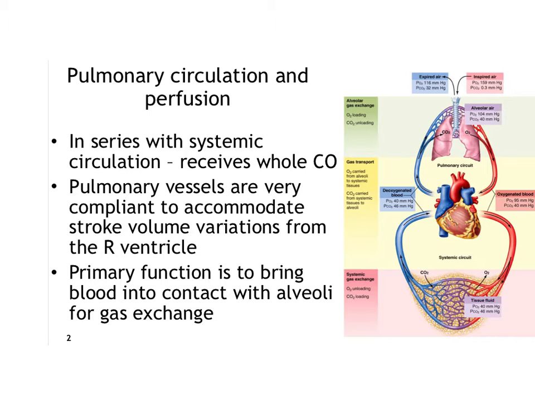So we have to have a lot of compliance on the pulmonary side to accommodate stroke volume, because it is going to vary. Remember, if I'm lying down or standing up, or if I'm moving or exercising, my cardiac output is going to vary, and also the amount of return that I'm going to have from my pulmonary side, the deoxygenated side, is going to vary. So I have to have a lot of compliance within my lung field to do that.